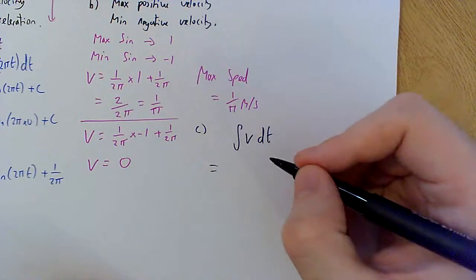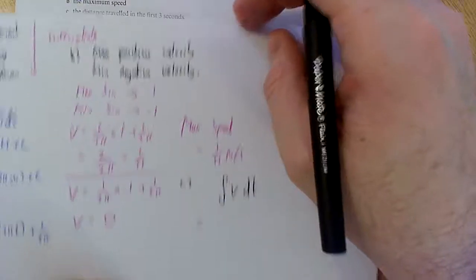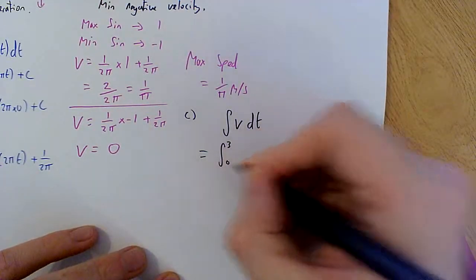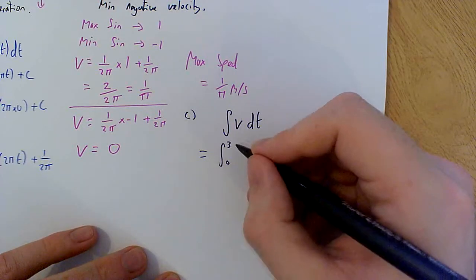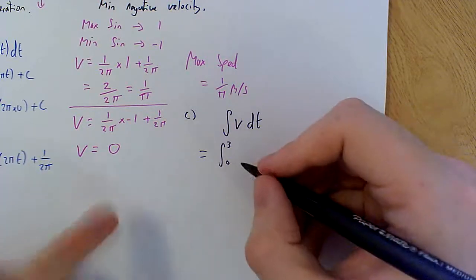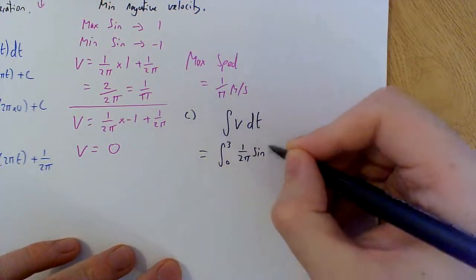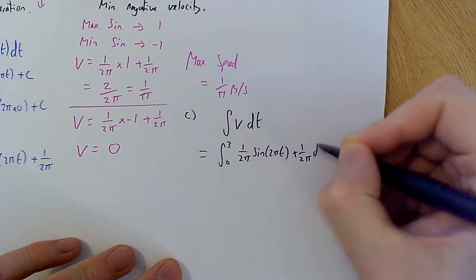And because we're looking to find what's going on for the first 3 seconds, we want the full distance travelled, so we're going to have to go between 3 and 0 as the integral limits. That's between 0 seconds and 3 seconds. And our expression for velocity is 1 over 2 pi sine 2 pi t plus 1 over 2 pi dt.